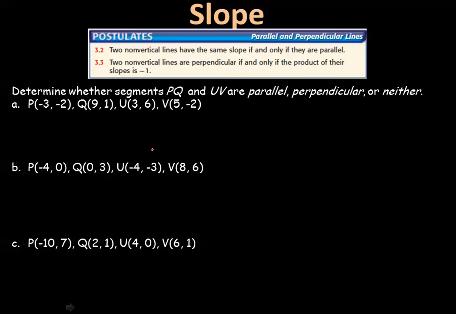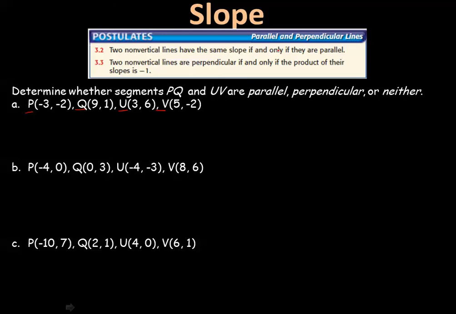Okay, since this recording's getting a little long, I probably won't do every one of these, but I'm going to do this first one, and then you can use the next two for practice. I'll give you what the answers are, and then you can work out the slope formula to figure out what's what. It says to determine whether PQ is parallel to UV. So you're going to have to use the slope formula for both lines.